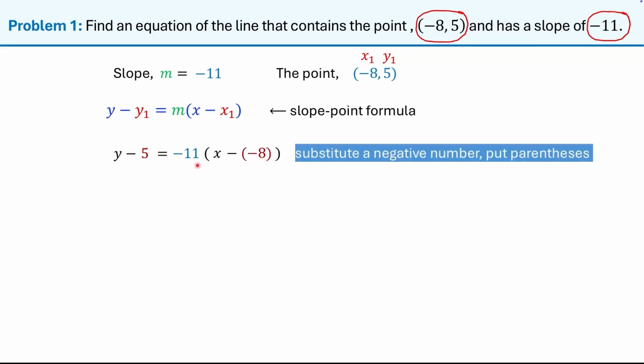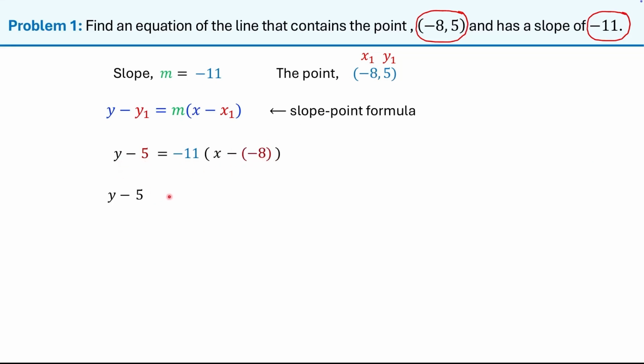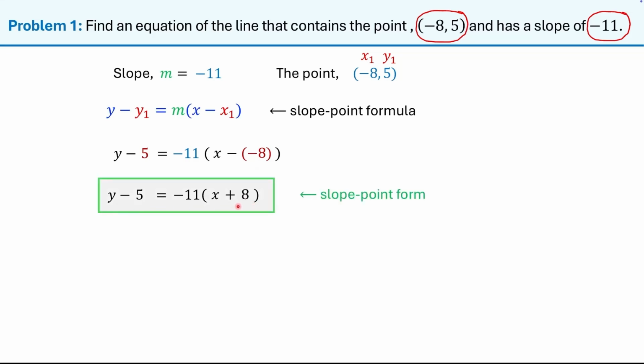Now simplify. y minus 5 is equal to -11 times x plus 8, since the negative of -8 is +8. We got an equation for the line. This equation is in point-slope form. If your question asks you to write the equation in point-slope form, then this is the final answer, and you should stop here.